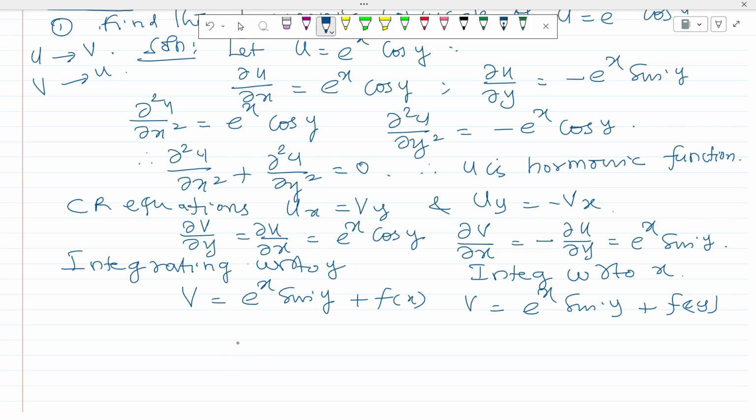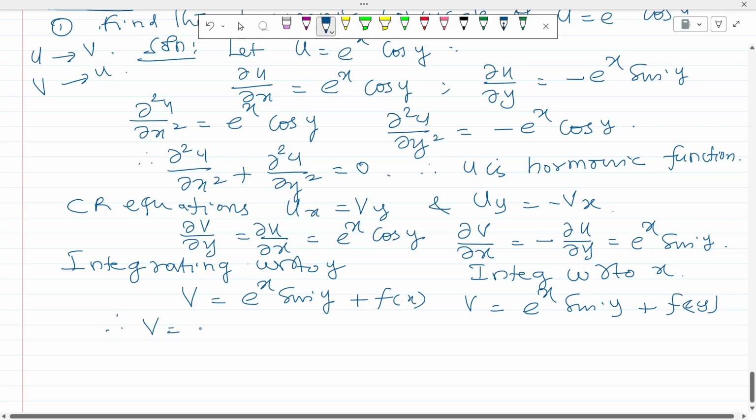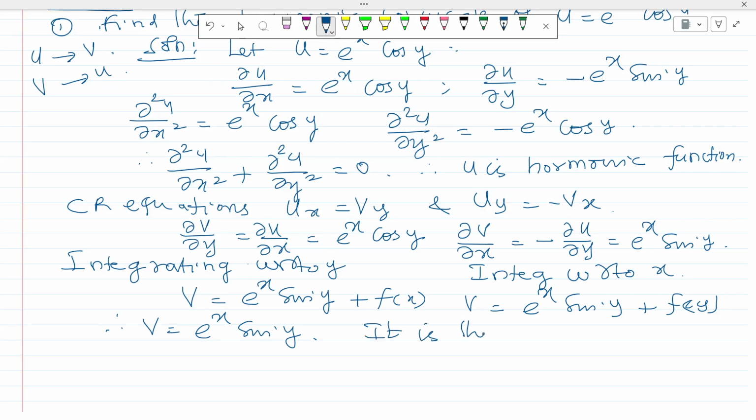Therefore, v equal to e power x sin y. It is a harmonic conjugate. But in general, you have to write, na? So f of x, f of y is there. F of x is constant, f of y is constant, plus some constant. We can write.